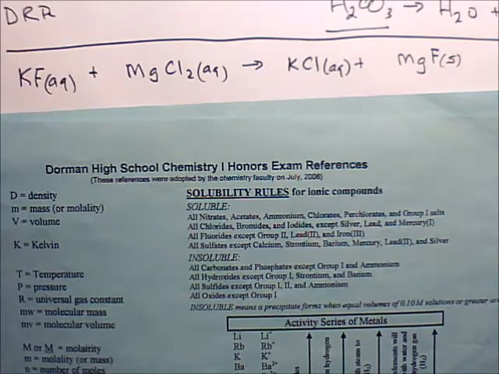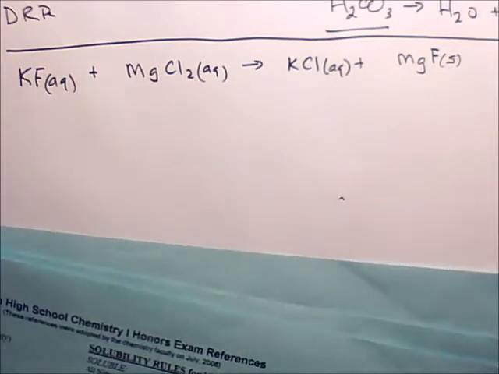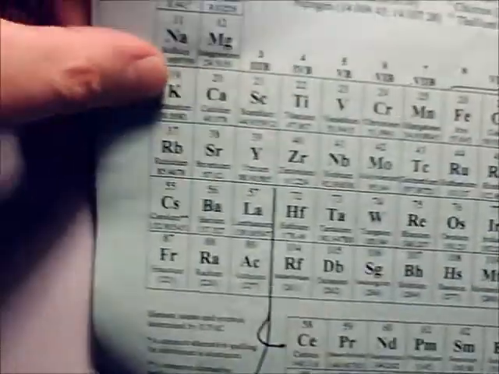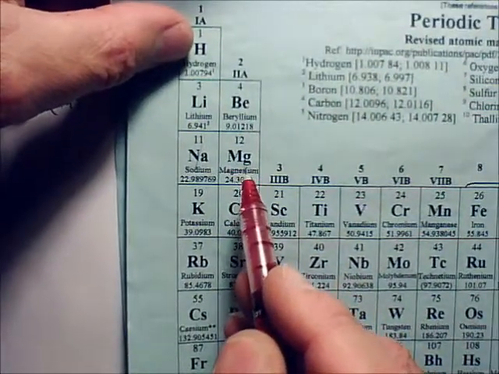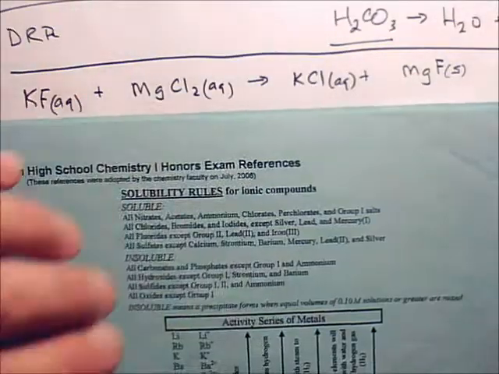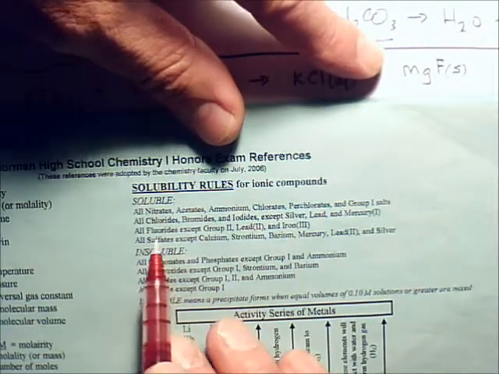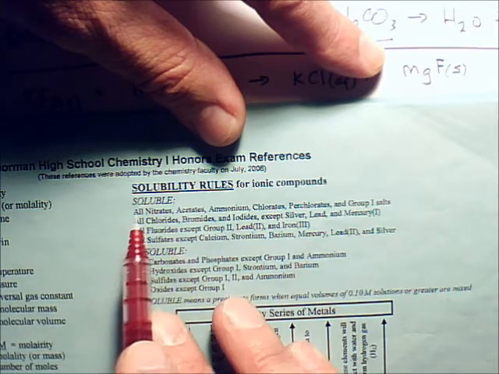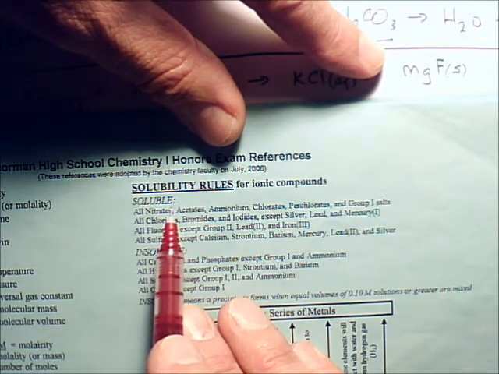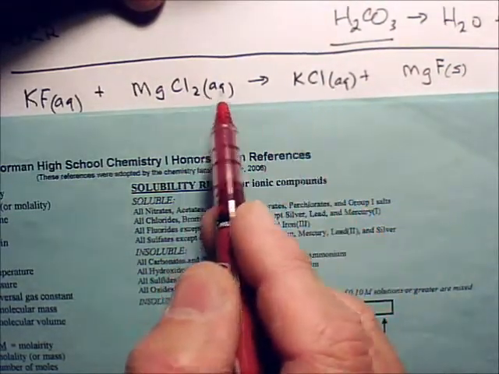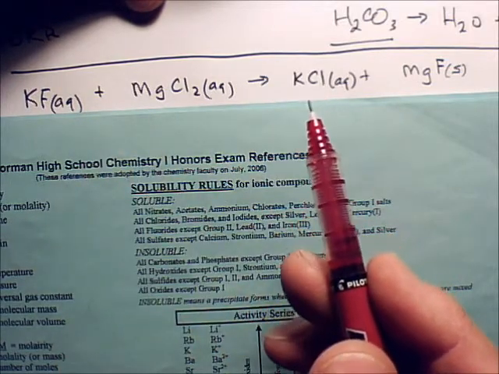Do I need to go through a little more detail on it? All right, so here's magnesium. It's in the second column of the periodic table. That makes it a group 2 metal. And so if fluorine is combined with a group 2 metal, everything up here in the top is soluble. That means it's going to be dissolved in water. It can be dissolved in water if there's water around. We know there's water around because we've got these aqueous symbols up here. There has to be water around for it to be dissolved.